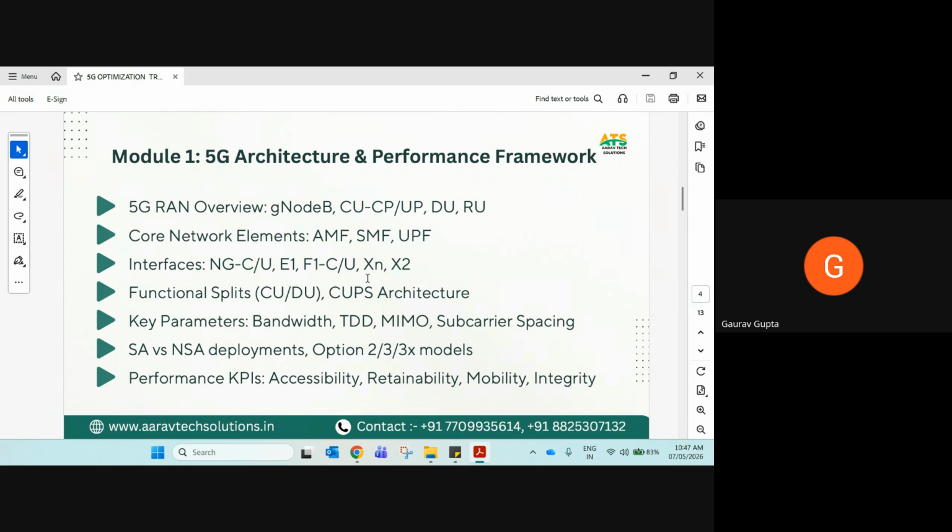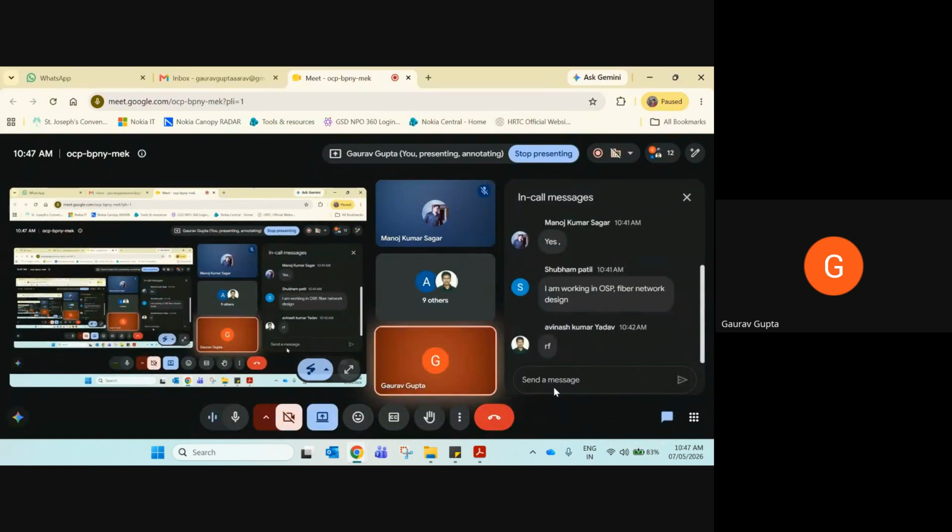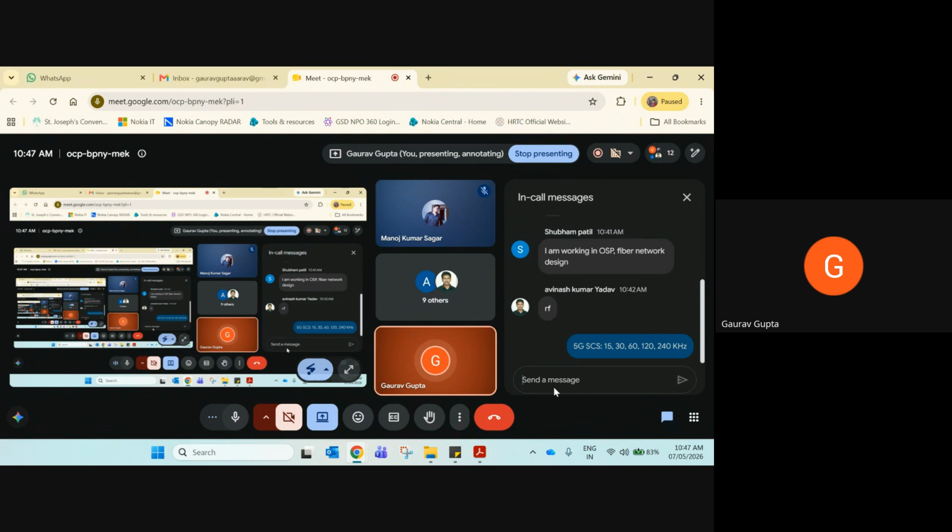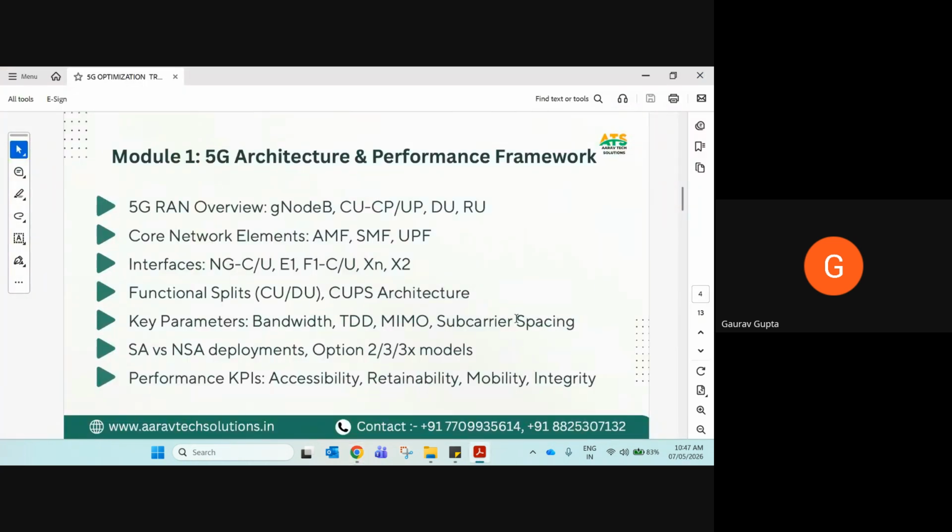While talking about subcarrier spacing, LTE has only a fixed subcarrier spacing, that is 15 kilohertz. But in 5G we have flexibility in choosing the subcarrier spacing. 5G supports 15 kilohertz, 30 kilohertz, 60 kilohertz, 120 kilohertz and 240 kilohertz, depending upon the application demand. So that's how it goes. This is our architecture performance framework.